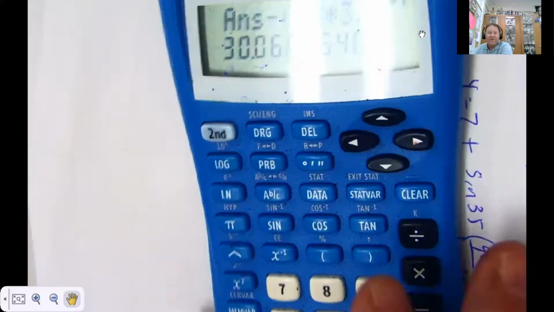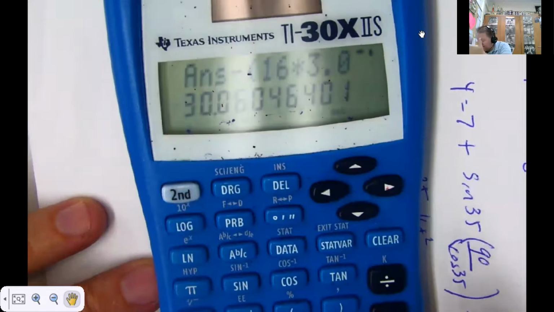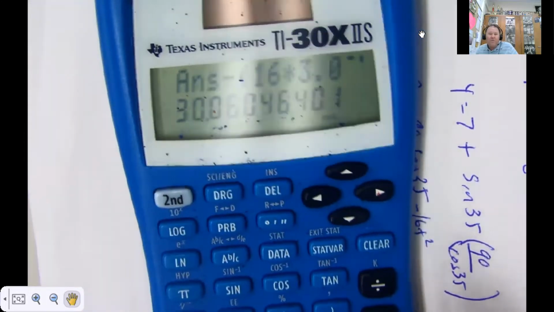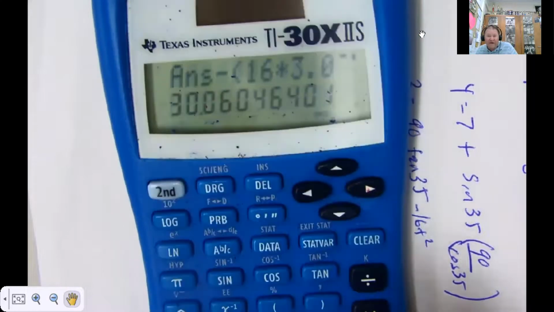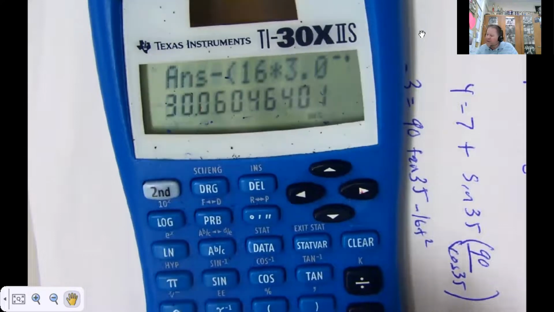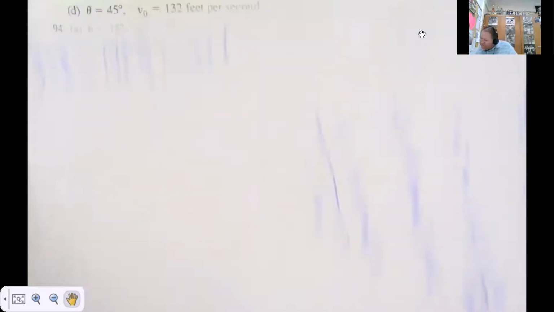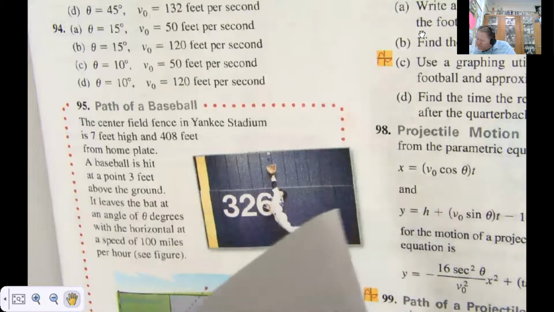Okay, so I just redid it. I just repunched in numbers, and it says that the ball at that time after 3 seconds would be at 30 feet high. So it's going to clear the fence easily. And then the last question says, what would be the minimum angle required to hit the home run?